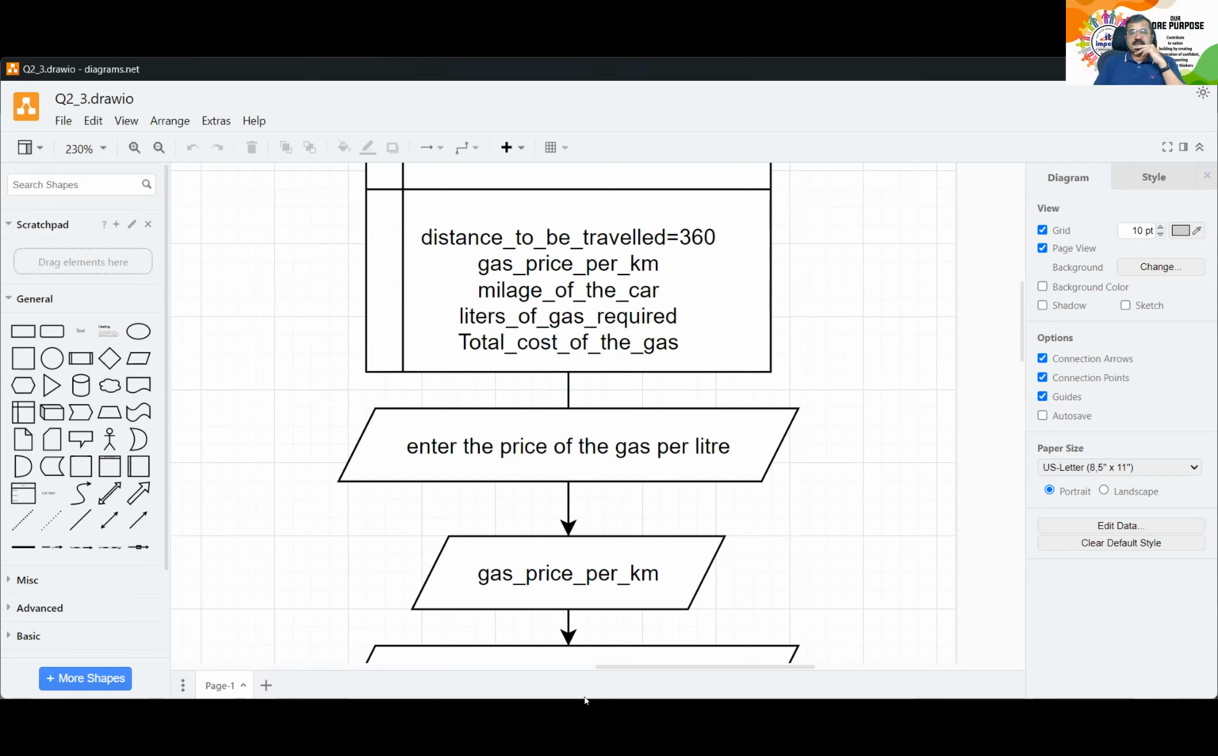What is the mistake in assignment? The first variable definition, what is the mistake? First, the first variable should have been constant. Second, the data type was not specified. There was one more mistake: the first character in capital letter. So which is the variable where it has gone wrong? Total cost of the gas.